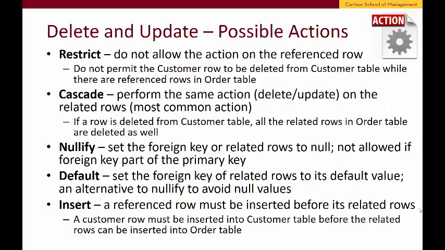Several different actions are possible, described on this slide, with cascading delete and update being the most common. With this choice, the same action is performed on the related rows. So, if a customer is deleted from the customer table, all the orders are automatically deleted from the orders table. In the absence of a cascade rule, the restrict action is the most likely, since it will not permit the customer row deletion in the customer table without deleting related rows in the orders table first.